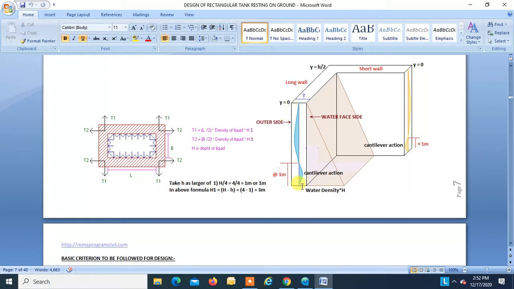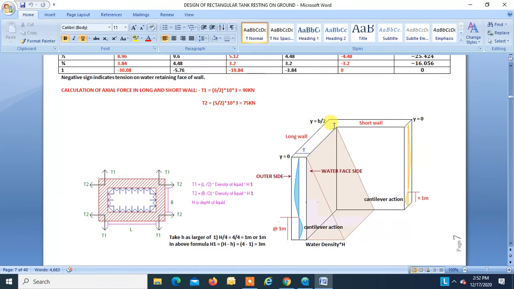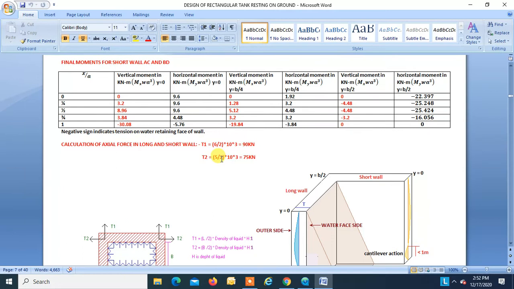This diagram gives an idea on which side the negative moment will give tension, and on which side the positive moment will give tension. Similarly for horizontal moment, when the moment is negative, this side will be under tension, and when the moment is positive, this side will be under tension. These are horizontal moments.